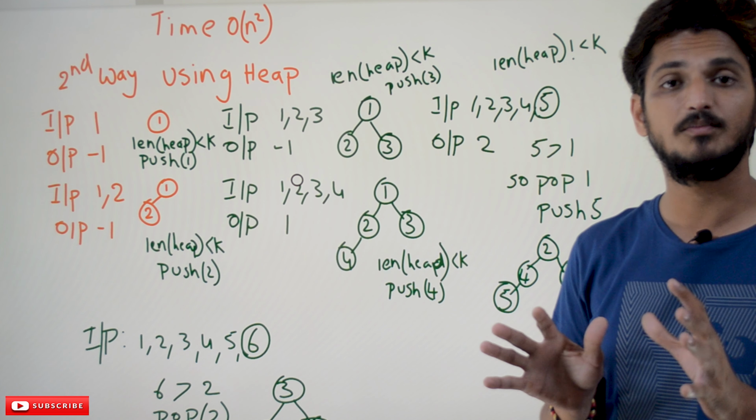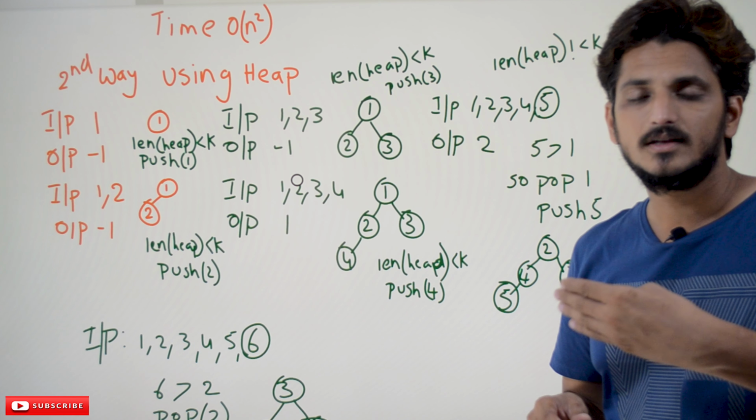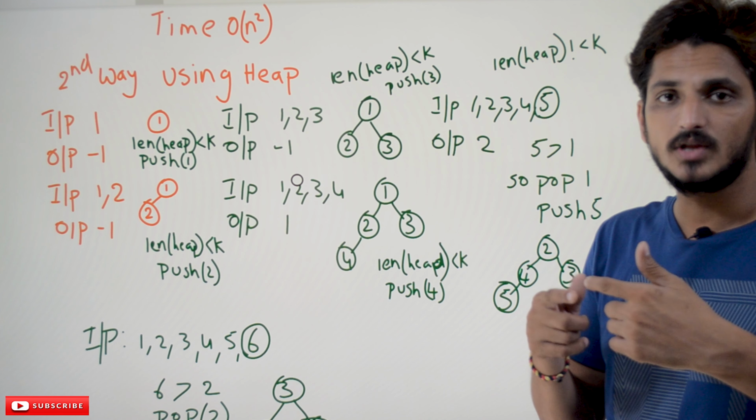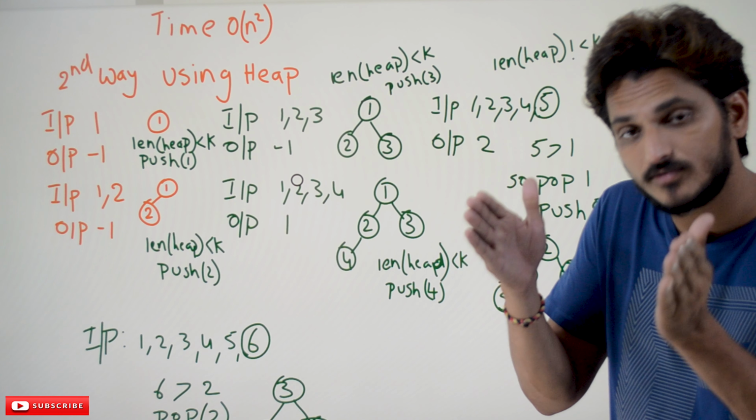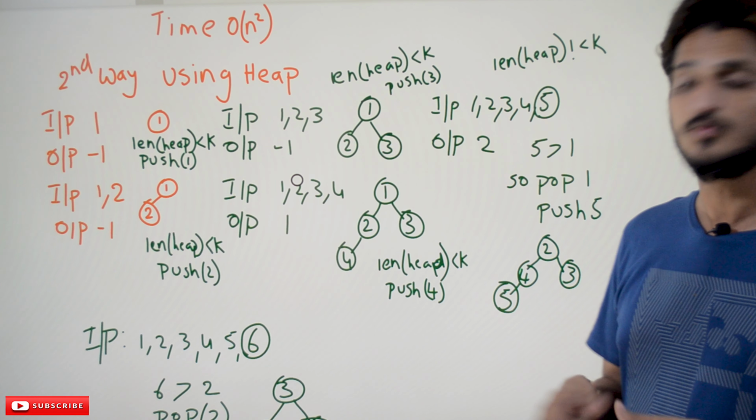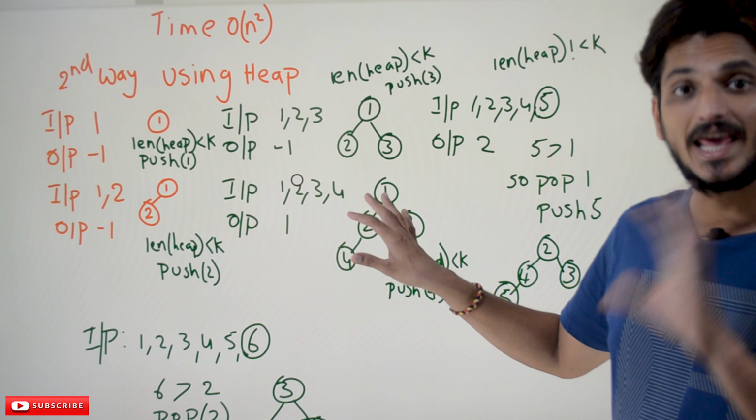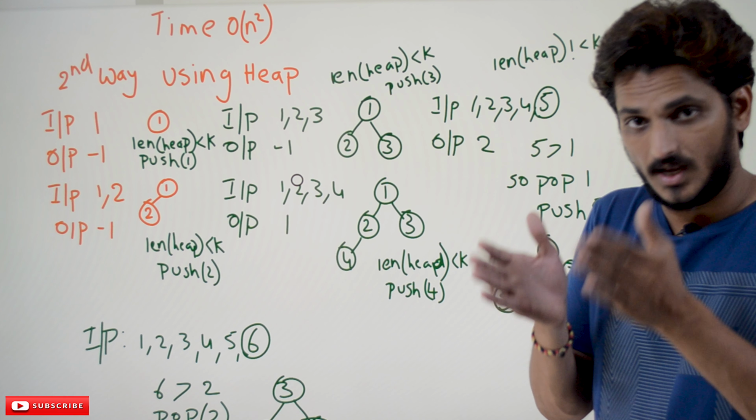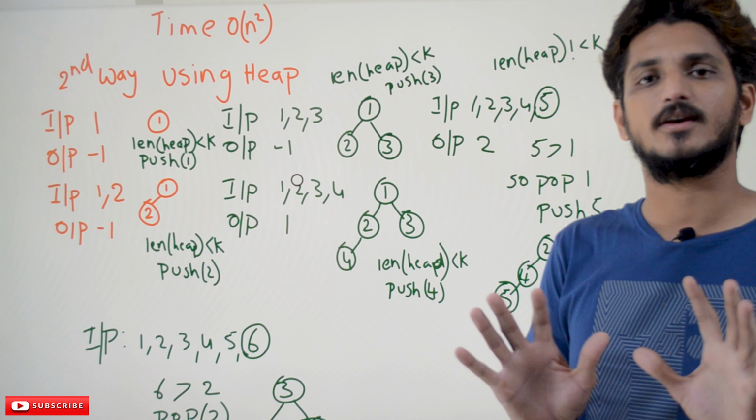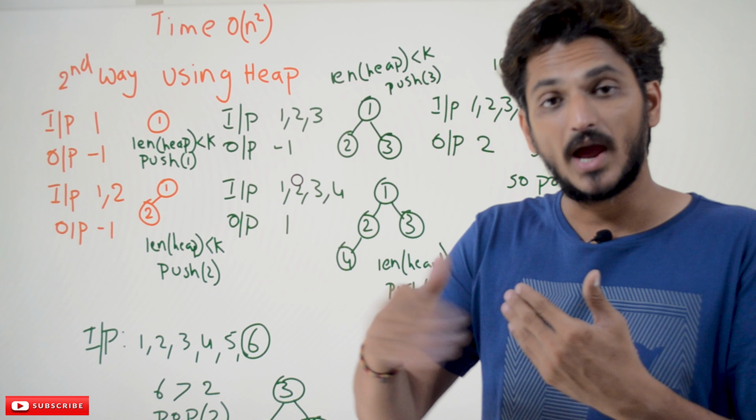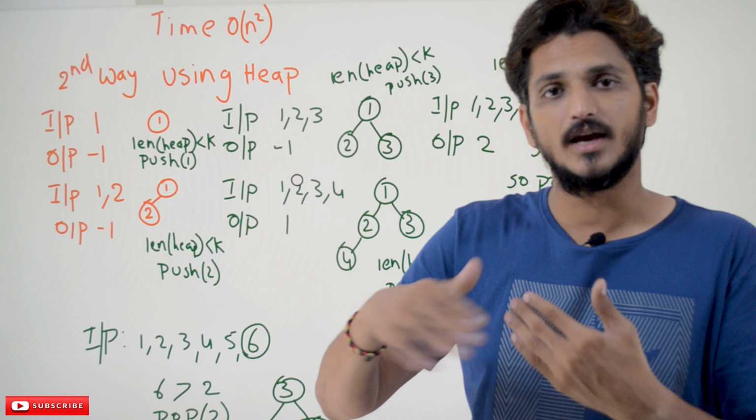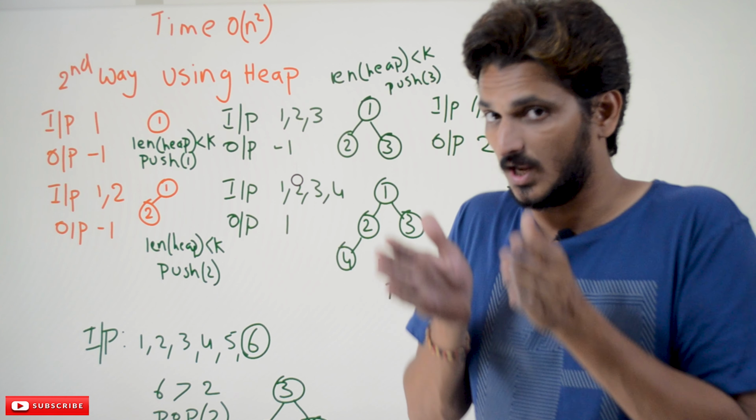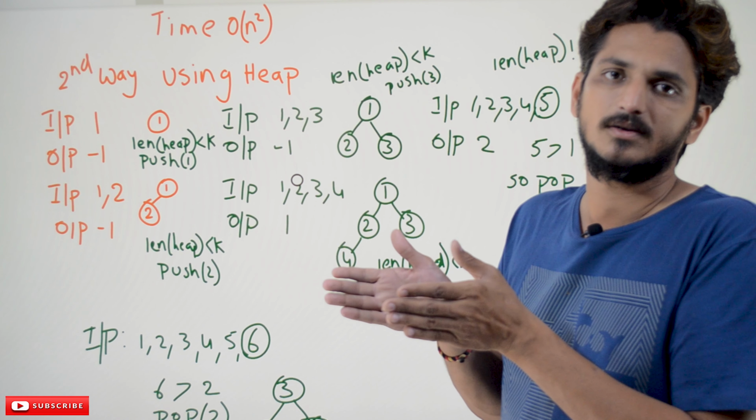Now the length of the heap is k. So we need to push the elements onto the heap until the length of the heap is k. Up to now we maintained the k largest elements. The last k elements are enough for us. The remaining elements we can eliminate. We have to keep the last k elements.